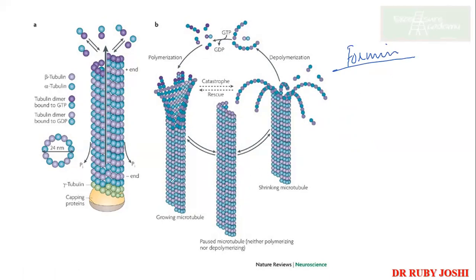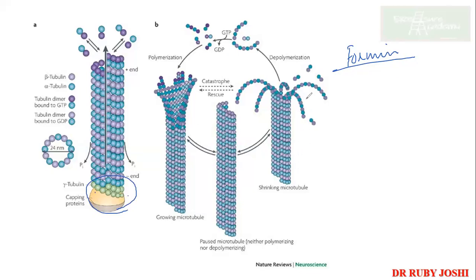In the same way here, the capping proteins are there. First, your gamma tubulin will come. On top of that, your alpha and beta tubulin will bind. Now, when these capping proteins are not present, only then the depolymerization starts from this end. Okay? Now, as we see, we have a growing microtubule. GTP bound tubulins are coming and binding and it is getting polymerized, right? Now it is in this stage.